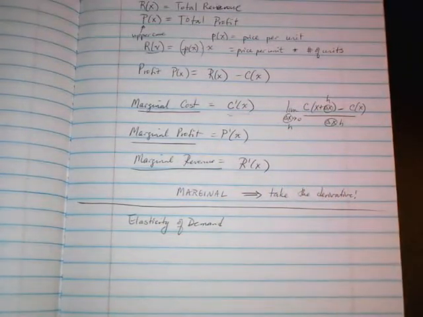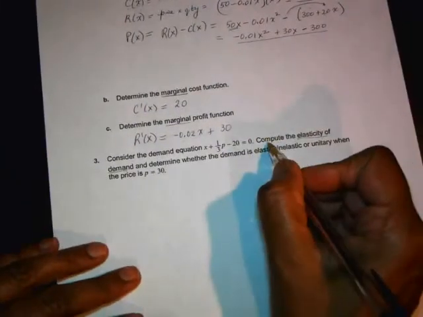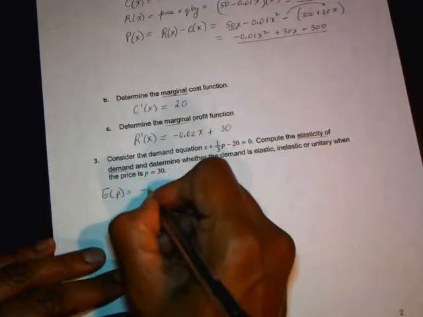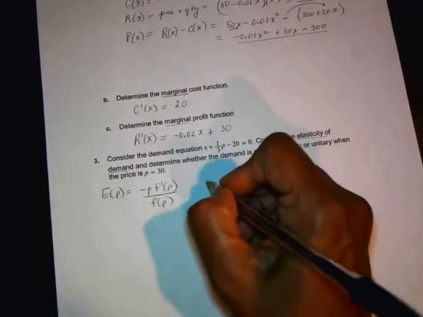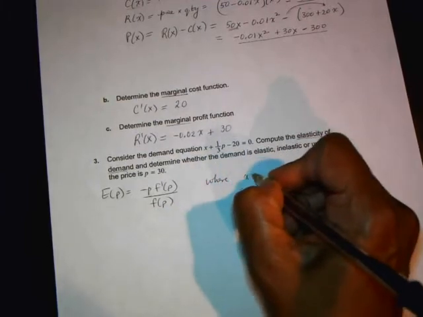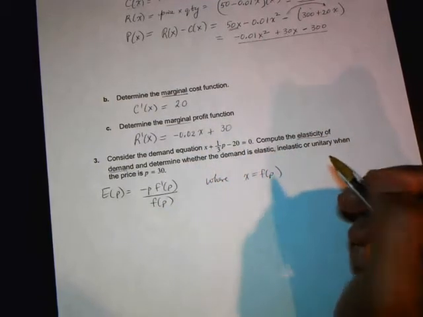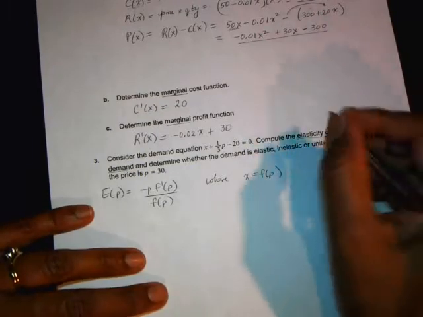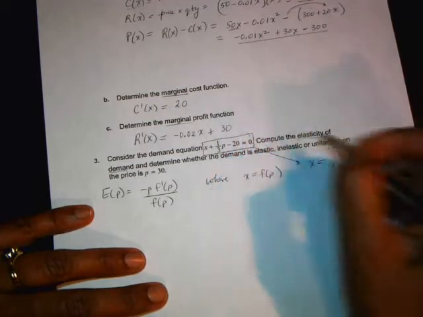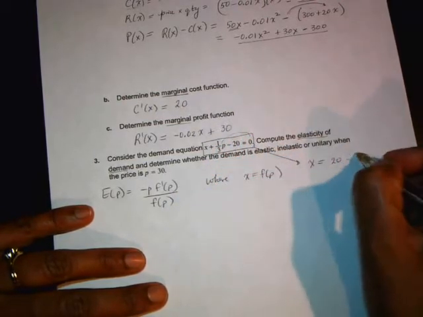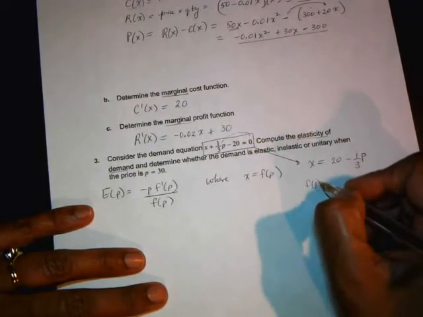Alright, so let's try this last question on the worksheet and see how we do. It says compute the elasticity of demand for this. Now remember the formula: the elasticity E of p is negative p f prime of p divided by f of p, where x equals f of p. That's the formula we have from our book. So right here we need to solve for x. To get x by itself, I'm going to move the 20 over, and I'm going to move the 1/3 p over, so it's 20 minus 1/3 p. So this is f of p.